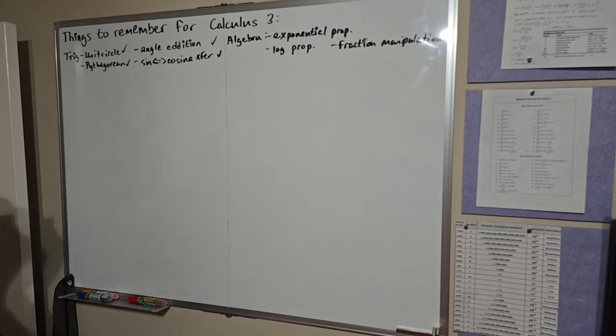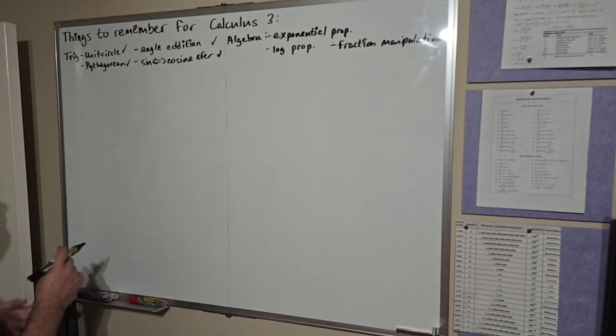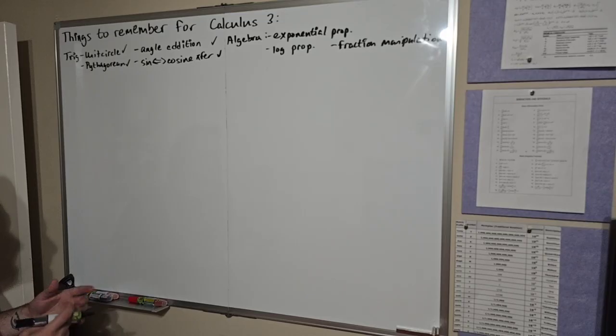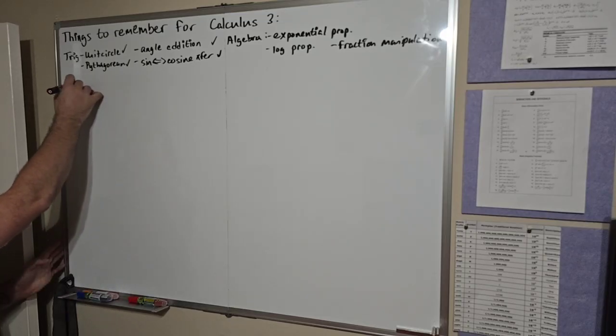Okay, so for algebra, we have a couple of major things we need to deal with. We need to deal with our exponentials, our exponents, our logarithms, fraction manipulation, and then all of the properties that go with those. So let's start by thinking about two different things real quick.